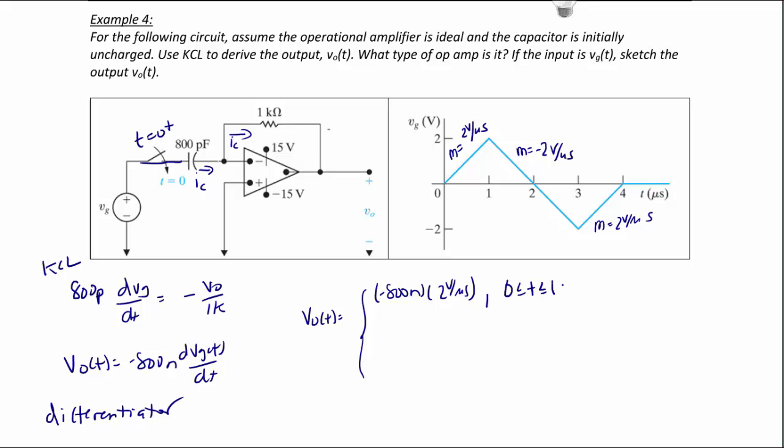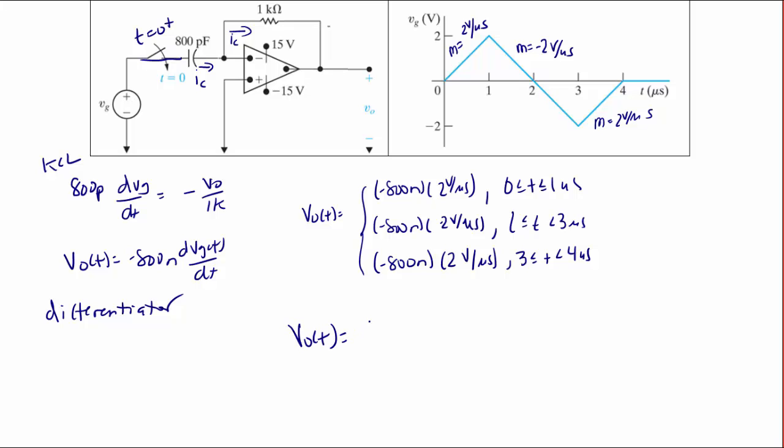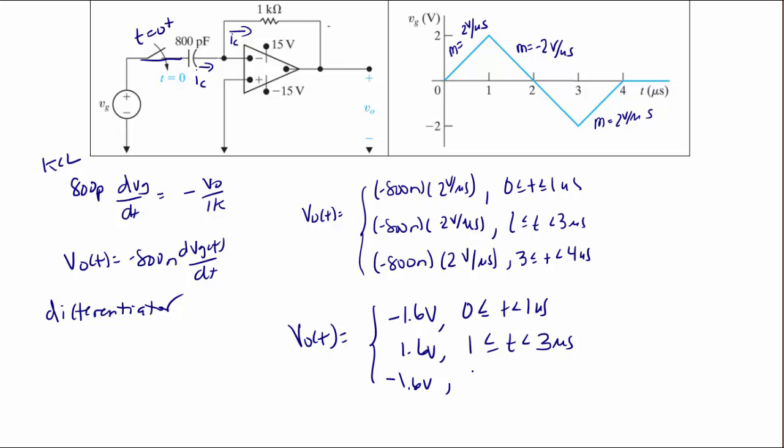And we see that V0 of t is equal to negative 800 nano times negative 2 volts per microsecond for the equation between 1 and 3 microseconds, and V0 of t is equal to negative 800 nano times 2 volts per microsecond for the region between 3 and 4 microseconds. So V0 of t is equal to negative 1.6 volts between 0 and 1 microsecond. It's equal to positive 1.6 volts between 1 and 3 microseconds, and negative 1.6 volts between 3 and 4 microseconds.